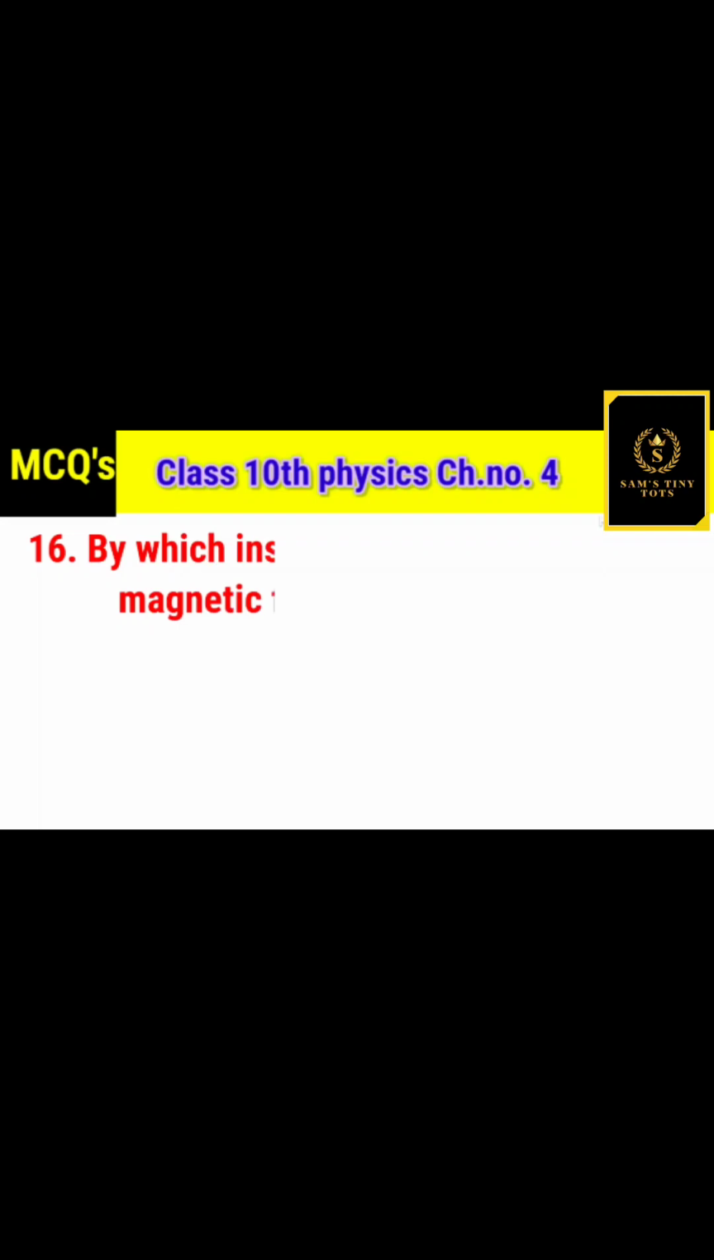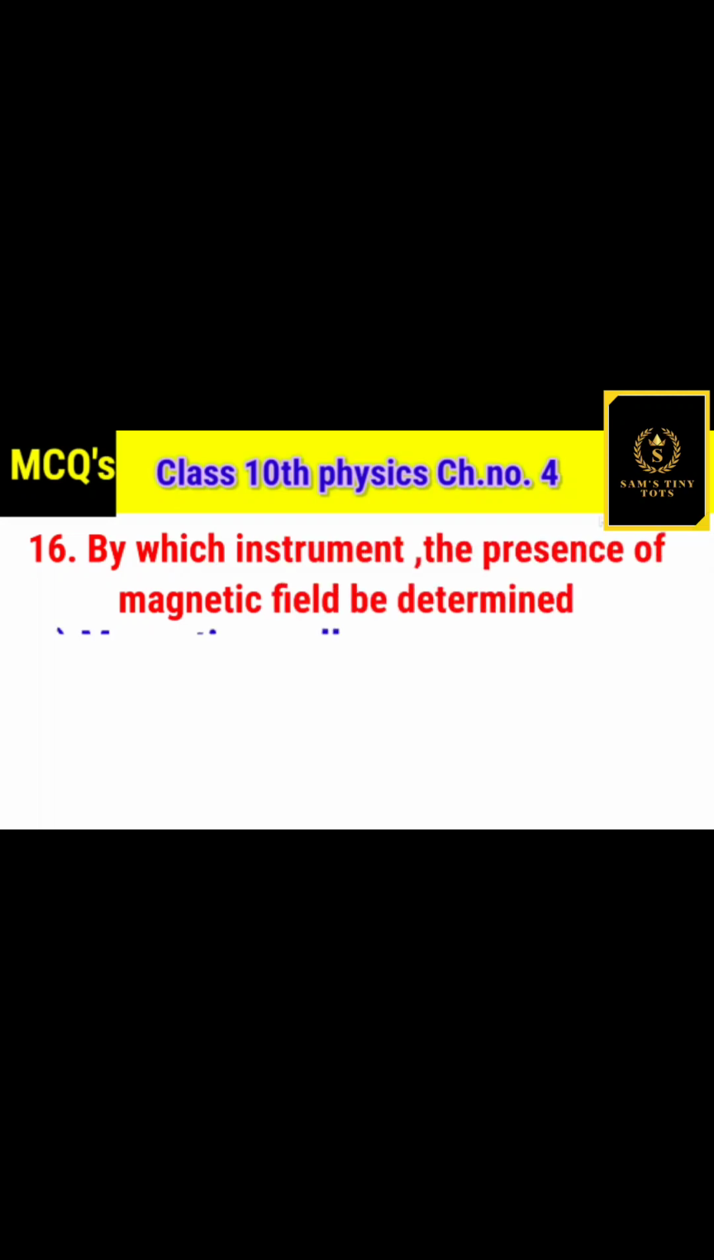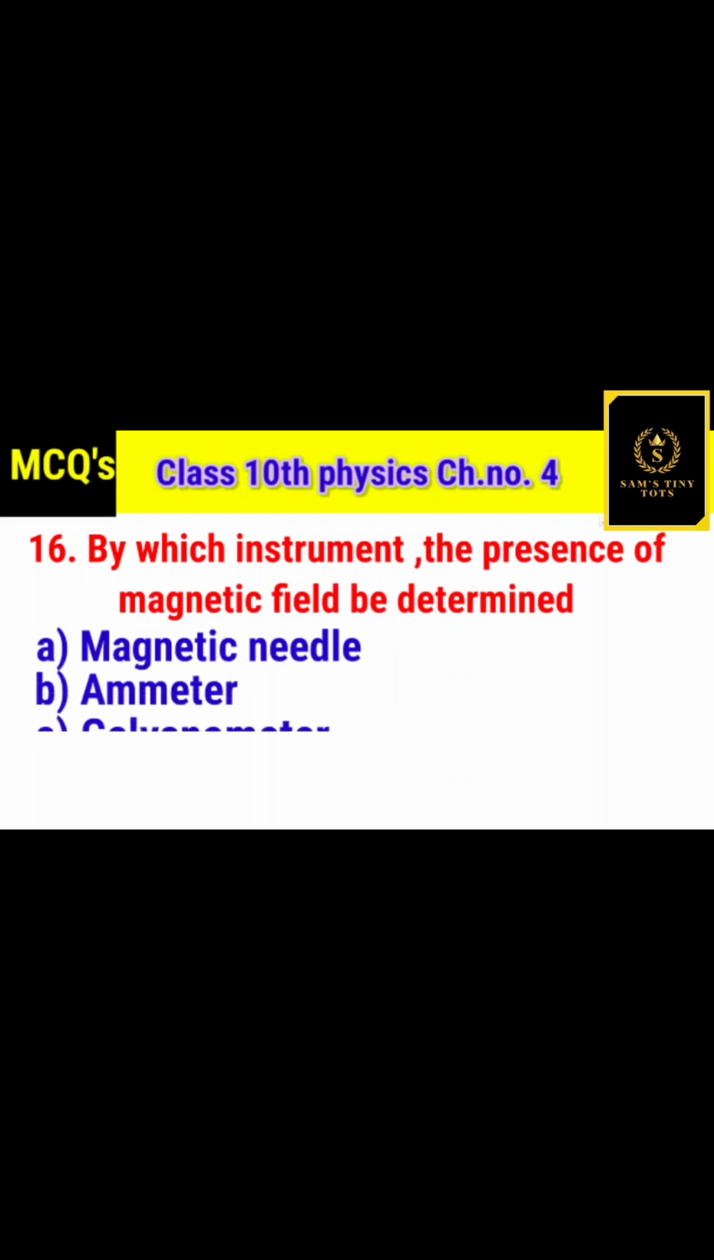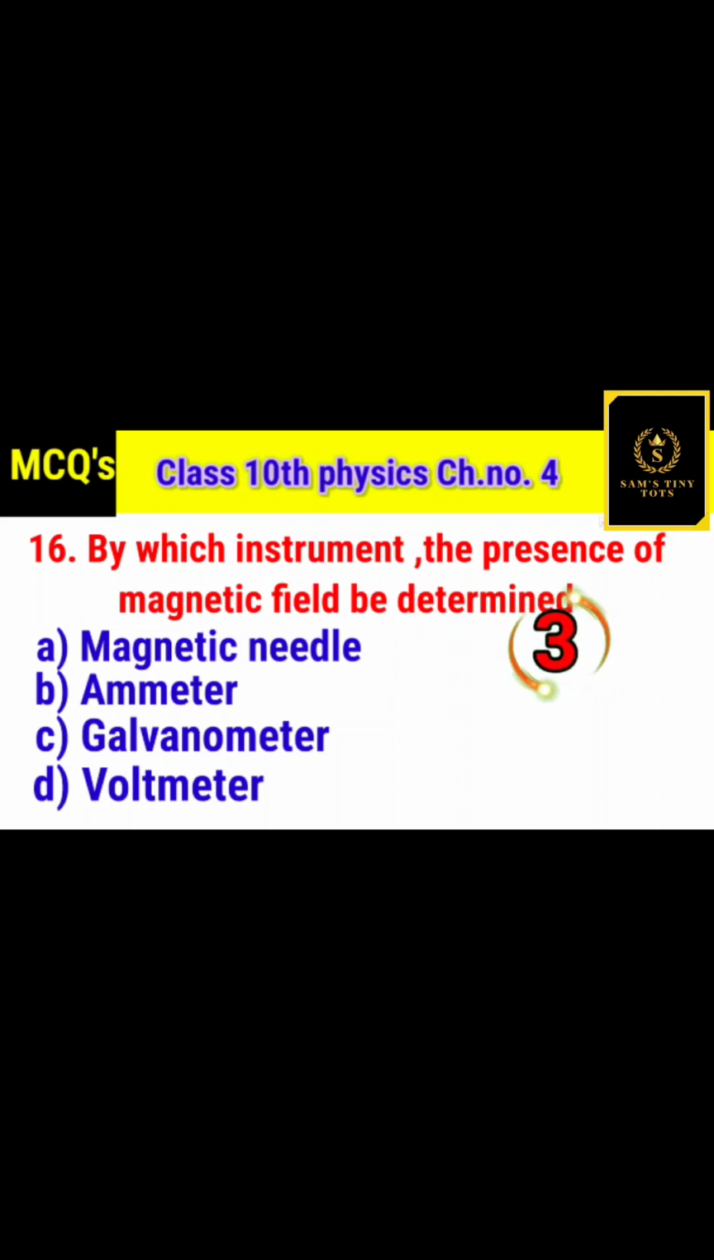16. By which instrument can the presence of magnetic field be determined? Option A, magnetic needle. Option B, ammeter. Option C, galvanometer. Option D, voltmeter. And the correct option is option A, magnetic needle.